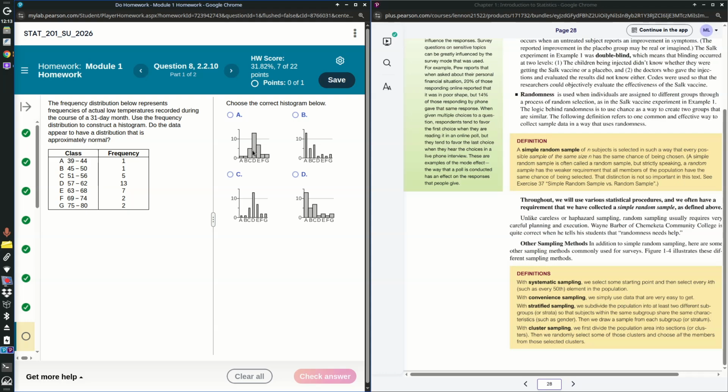Let's just look at D. D looks like it's about 12 or so, 13. Okay, so letter D doesn't make sense here because it's a very low number. So our answer should be A.